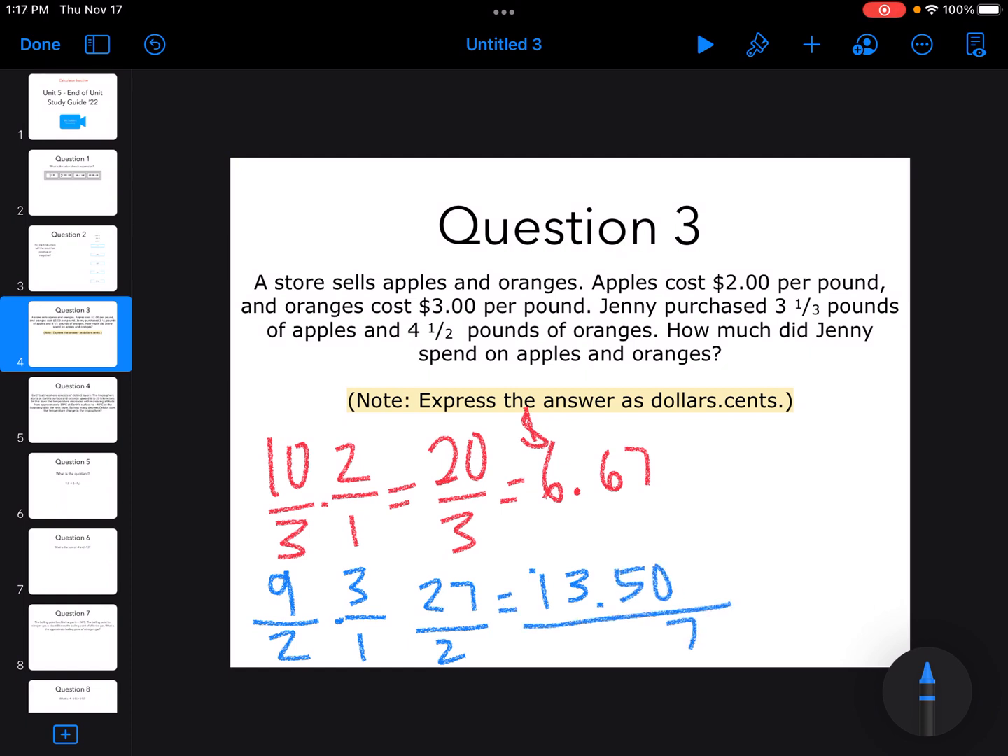So I've got 7, 11, so $20.17. And I want you to remember you have to write it as dollars and cents. So if I ended up with 20.5, I would have to write $20.50 to make it money. If I got $20, I would have to put it like that. Okay, so it's dollars and cents.